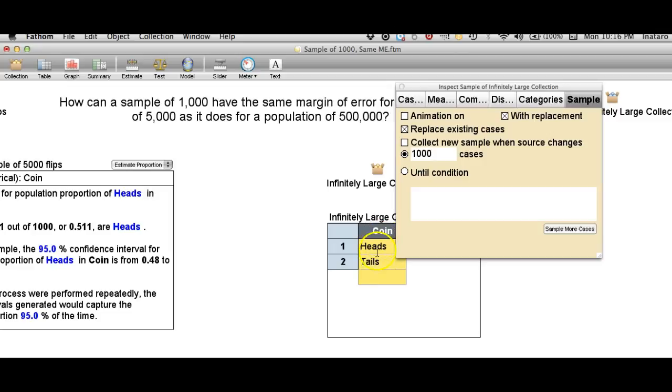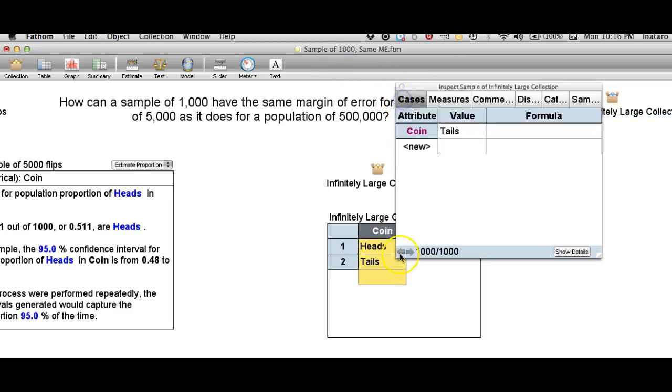So I'm just going to be selecting one of each of these, heads or tails, each time and doing that 1,000 times. So once again, if you take a look here, we have 1,000 different outcomes from this infinitely large collection. I could have done this again and again and again. Okay, so let's create a confidence interval for this.